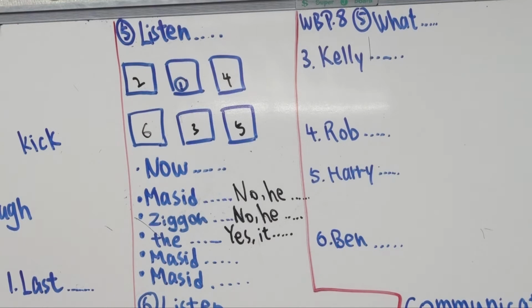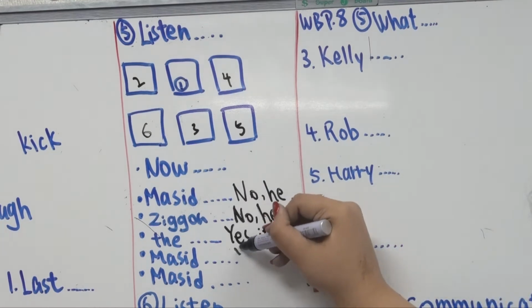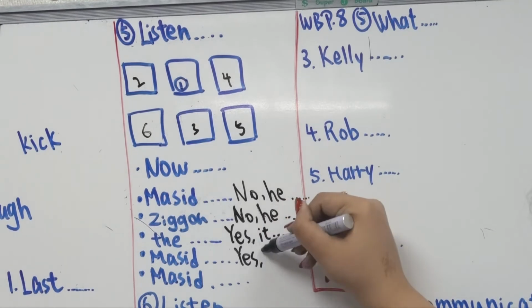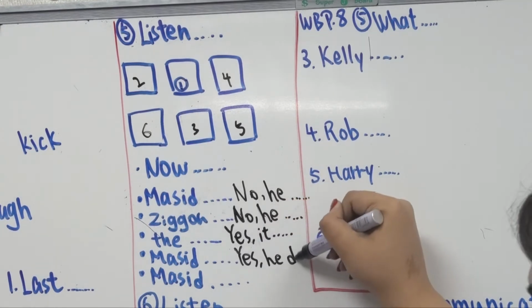Alright, next dot. Masid jump in the air. How do you ask this? You're gonna ask like, did Masid jump in the air? Did Masid jump in the air? Yes, he did. Right?